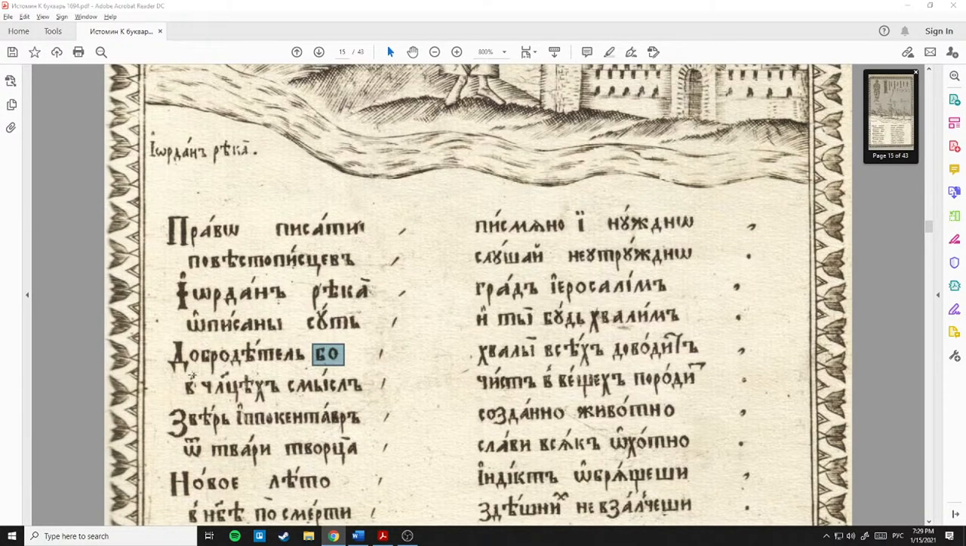Next one. V, so in. Chelo, chlet... No, it's not человек, right? Тлетех. Тле. Смысл, so this is sense. Чист. Not dirty, right? Clean. Вешех. Породи, породи, like to give birth, in all things.